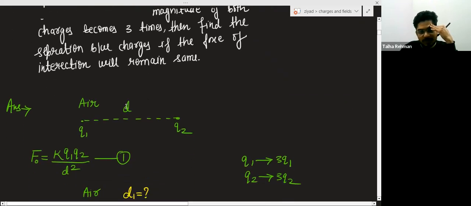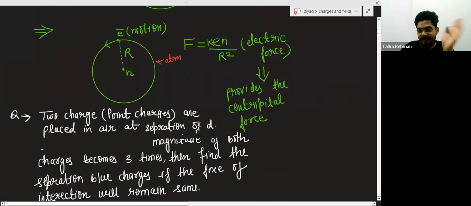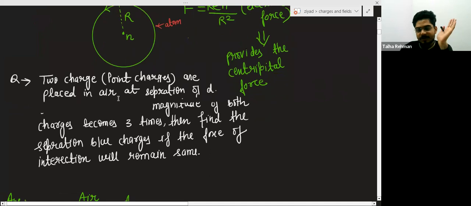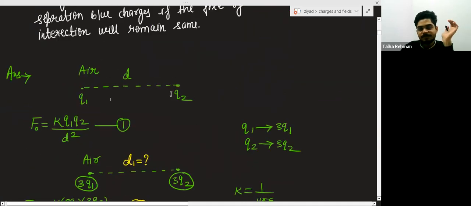So these are the two charges. They are separated by a distance d and they are placed in air. If nothing is mentioned, then you will consider air, and here air is given. So two charges are placed in air, separated by distance d. You can apply Coulomb's law first here. F is equal to k q1 q2 divided by d square.